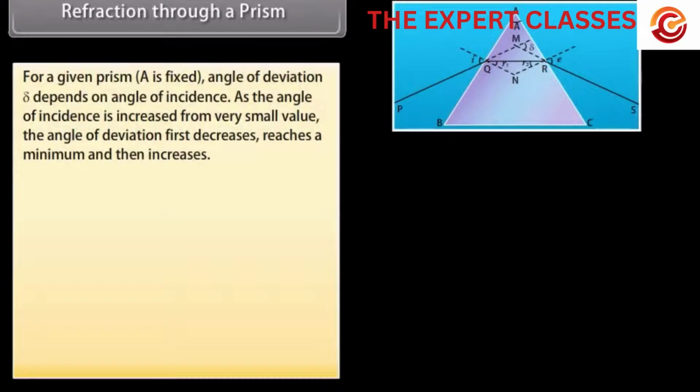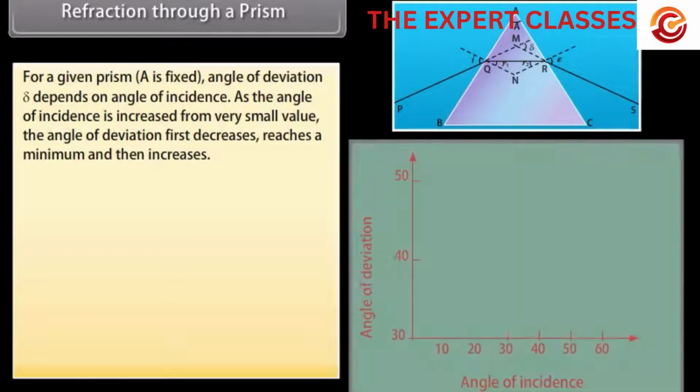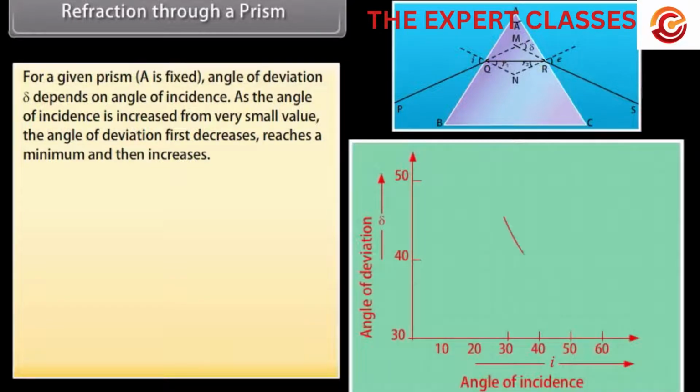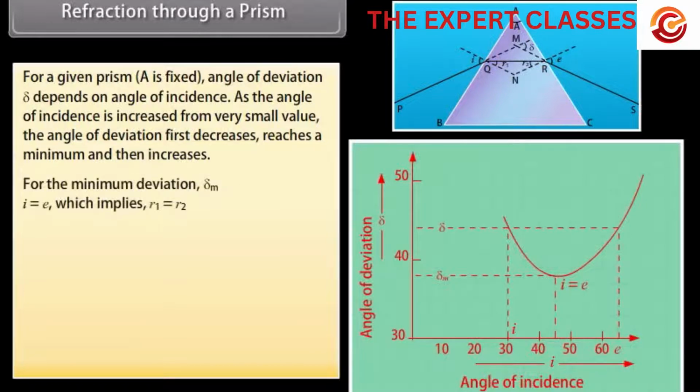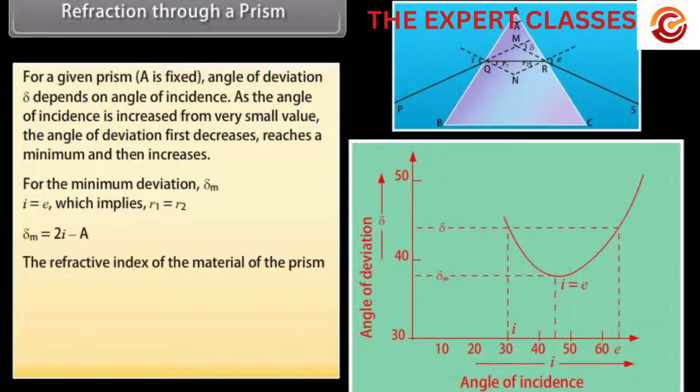For a given prism, A is fixed, and the angle of deviation delta depends on the angle of incidence. As the angle of incidence is increased from a very small value, the angle of deviation first decreases, reaches a minimum and then increases. For the minimum deviation, I is equal to E, which implies R1 is equal to R2. Delta minimum is equal to 2I minus A. The refractive index of the material of the prism, N, is equal to sine of (A plus delta minimum) by 2 divided by sine of A by 2.